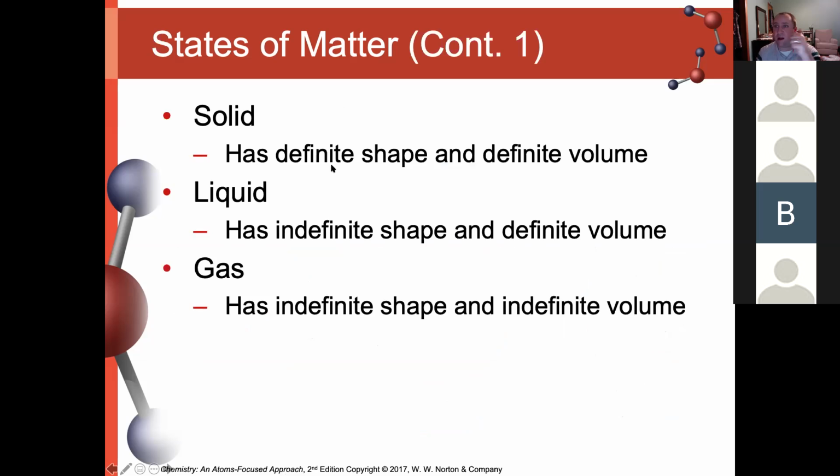Solids, because they are highly organized and very compact, will have a definite shape because of that organization, and a defined volume because of that compactness. Whereas with liquids, because they lack organization, their shape is going to change. Liquids change shape based upon their container, but because they are still compact, they will have a defined volume.